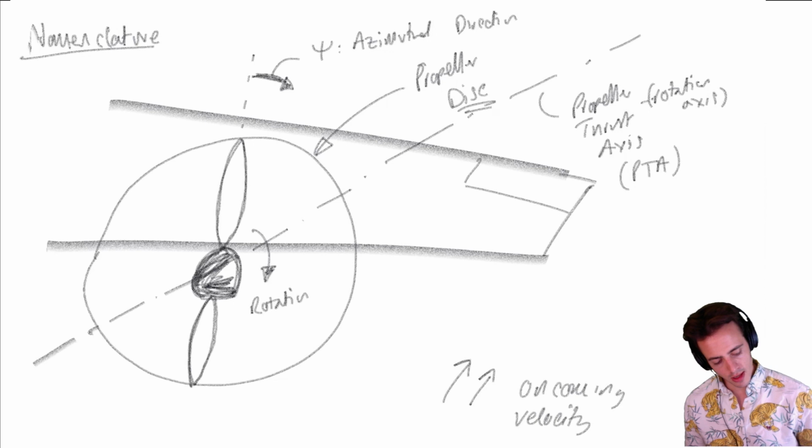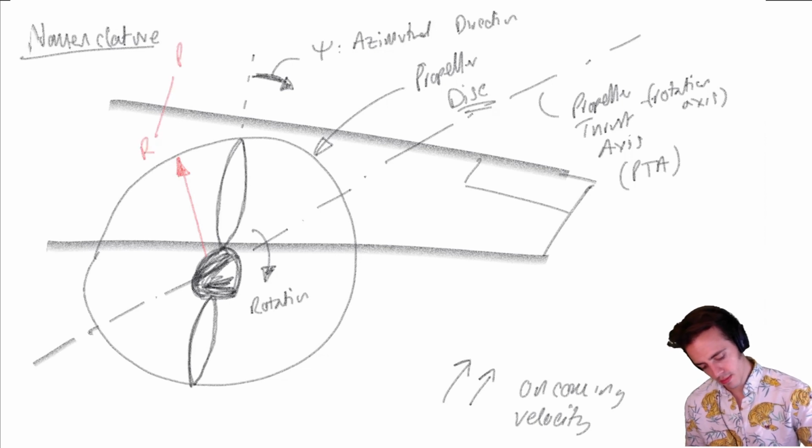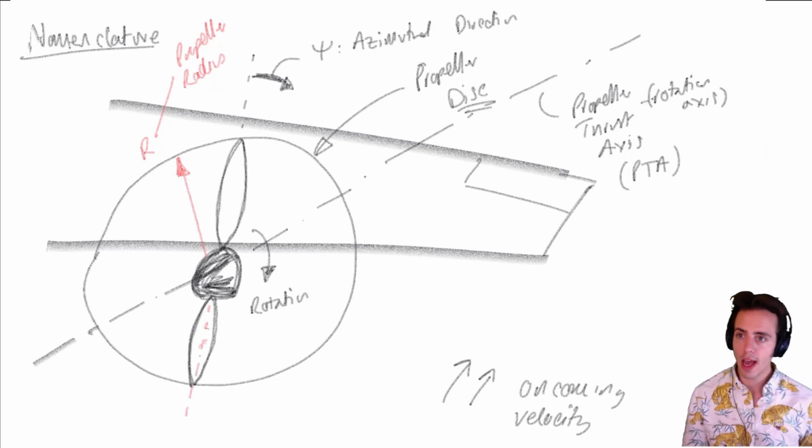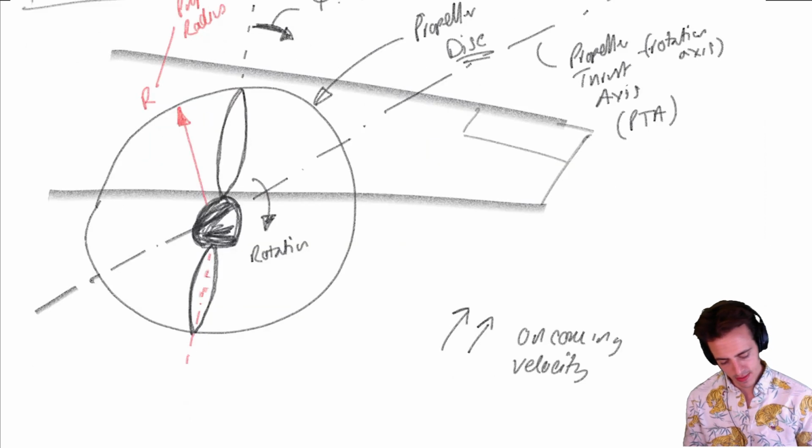And we've then defined another quantity here. We've defined the propeller radius, which we give the symbol big R. So this line that's extending through each of the blades defines another axis for us. This defines the pitch change axis, PCA.